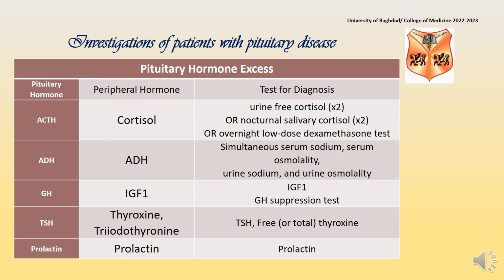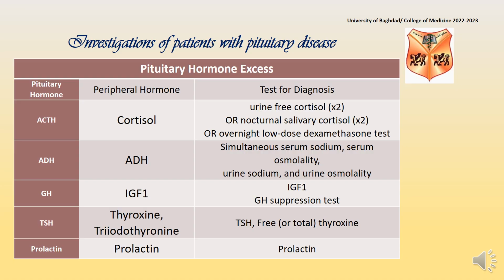Investigations of patients with pituitary disease. We have pituitary hormone excess and pituitary hormone deficiency. Regarding pituitary hormone excess, we have peripheral hormone and test for the diagnosis. Pituitary hormones include adrenocorticotropic hormone, which stimulates the adrenal to secrete cortisol.